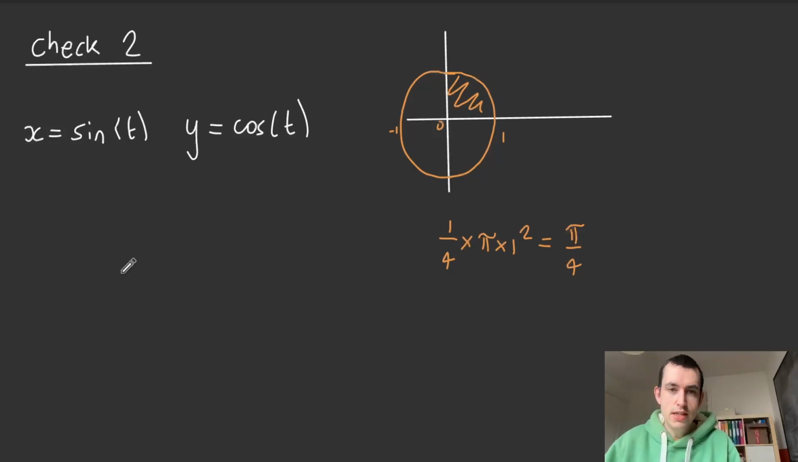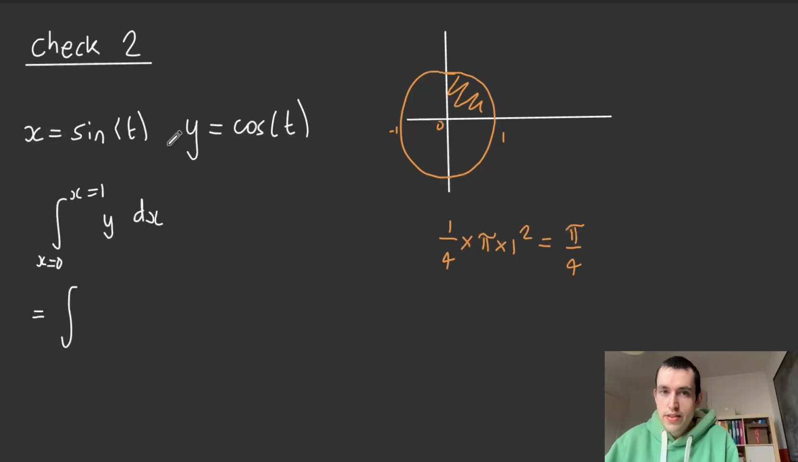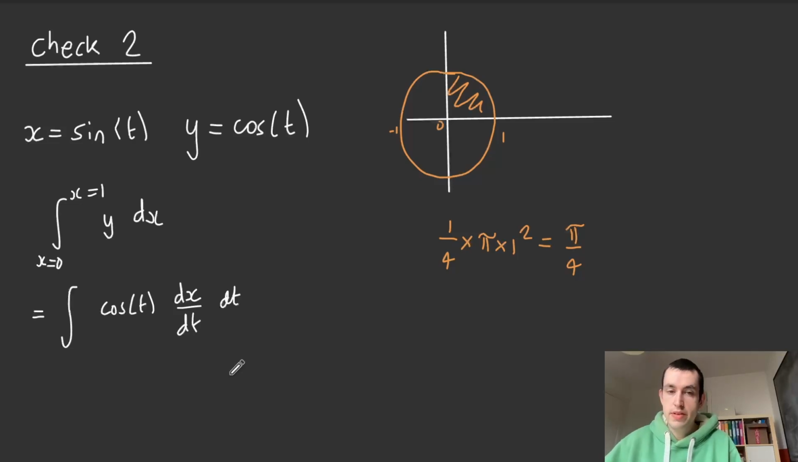Let's now do it parametrically, see if we get the same answer. So we're integrating from x equals 0 to 1 of y dx. Again, that's the classic definition of the integral. But we don't really want that because everything's in terms of t. So let's replace y with cos of t because that's its definition. Let's divide and times by dt because that makes everything into t's. dx/dt is the derivative of x, which is cos t.